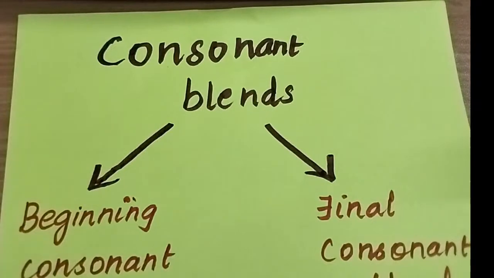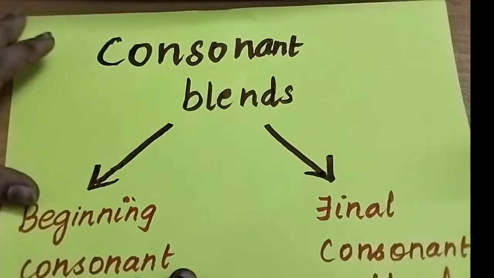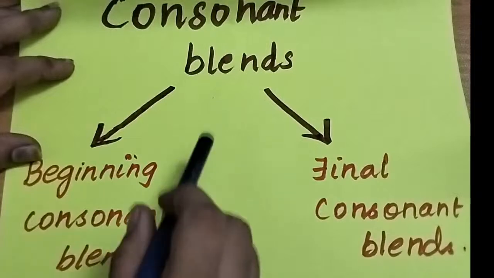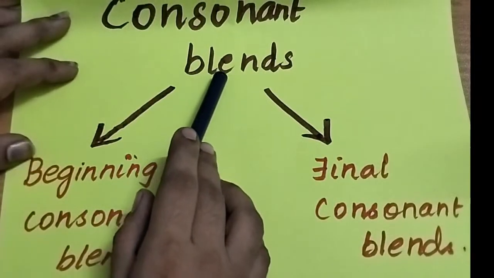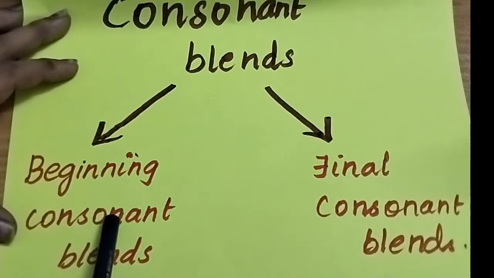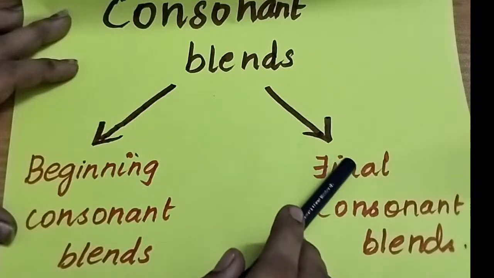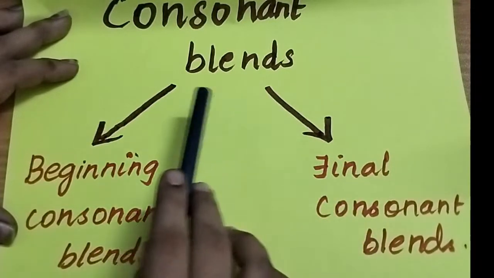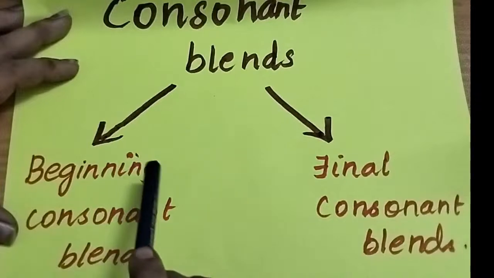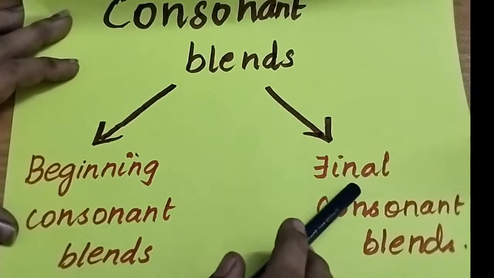So we have seen what a consonant blend is. Now we're going to see that there are two types of consonant blend: the beginning consonant blend and the final consonant blend. So totally you have two types.